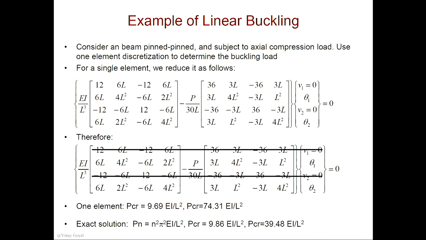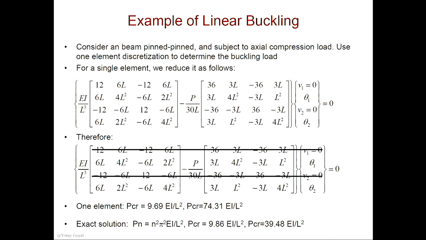And so when I calculate the roots of the equation, don't you agree there are roots to this equation that we can find? We can find this by determining the determinant of that equation, which will give me the characteristic equation on P. And so now, with 1 element, I get 9.69 EI divided by L squared. The second one I find is 74.31. Now, how many roots should I have in this example? 2, because there are 2 degrees of freedom.